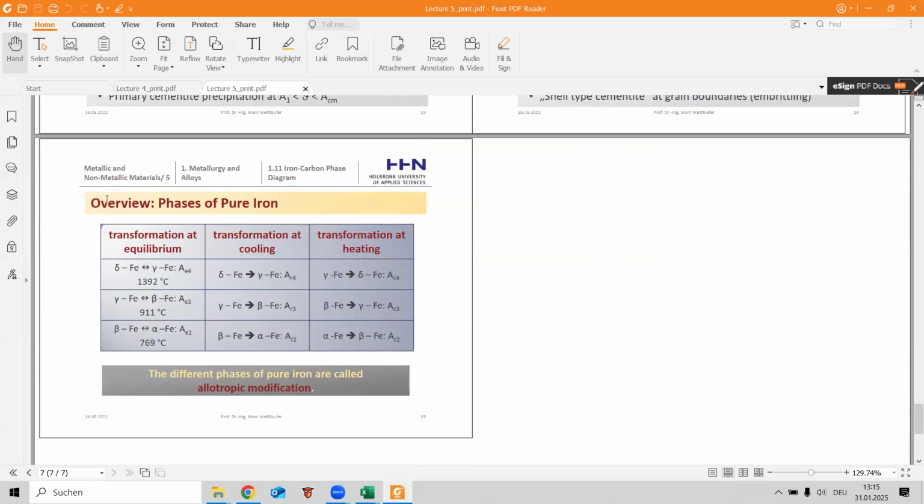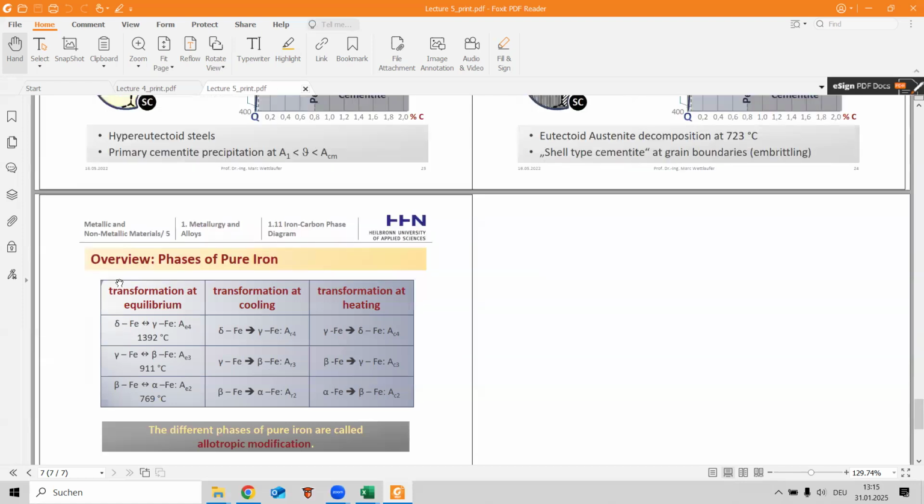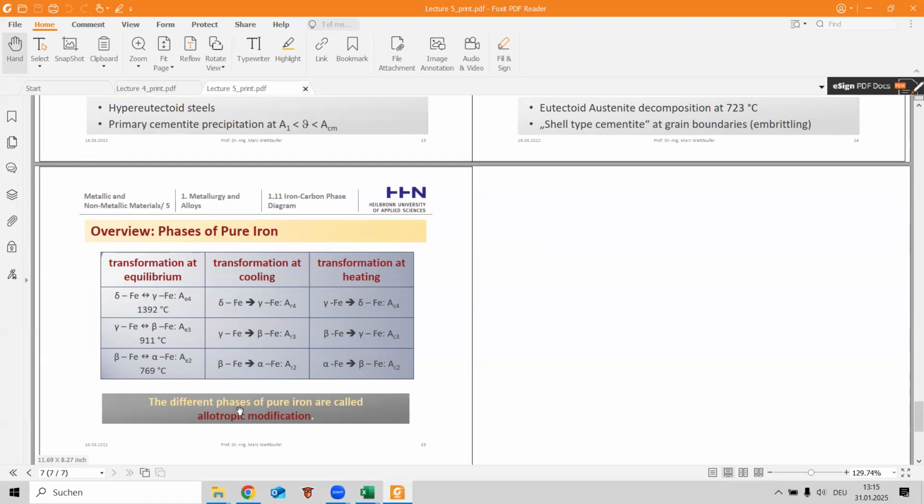Here we have an overview of the phases of pure iron. So transformation at equilibrium, transformation at cooling, transformation at heating. The different phases of pure iron are called allotropic modifications.